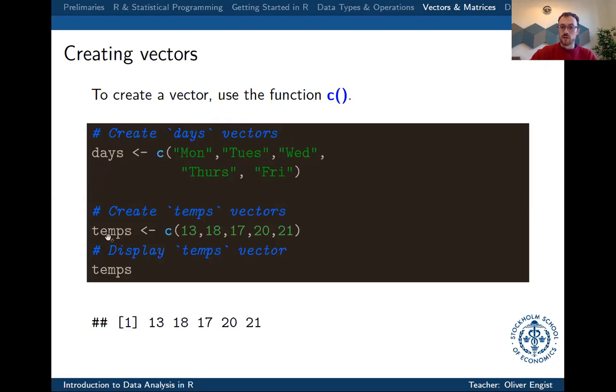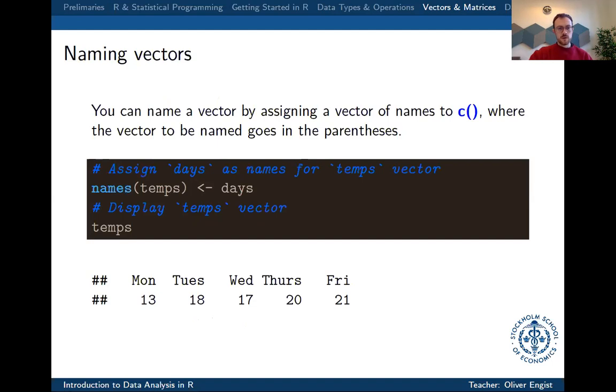On the other hand, we can also have numeric vectors. For example, for the temperature, we call this temps, and we assign it a vector that has the same number of entries, 5, 1 for each corresponding day, and each has a numeric value.